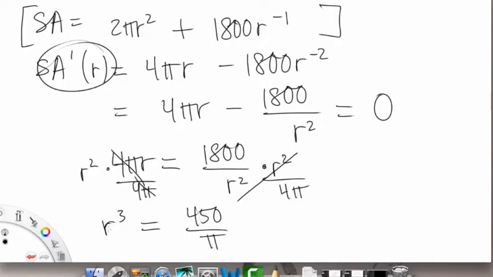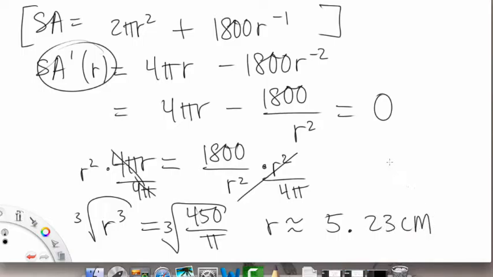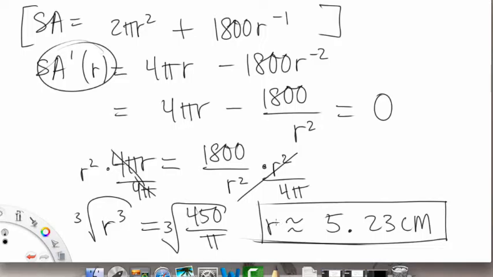When you plug this into your calculator and take the cube root on both sides, we get that r is about equal to 5.23 centimeters. Since this is the only r value that we get when we optimize, we can assume that this is a minimum value. So now that we have the r, we can go ahead and figure out the height.